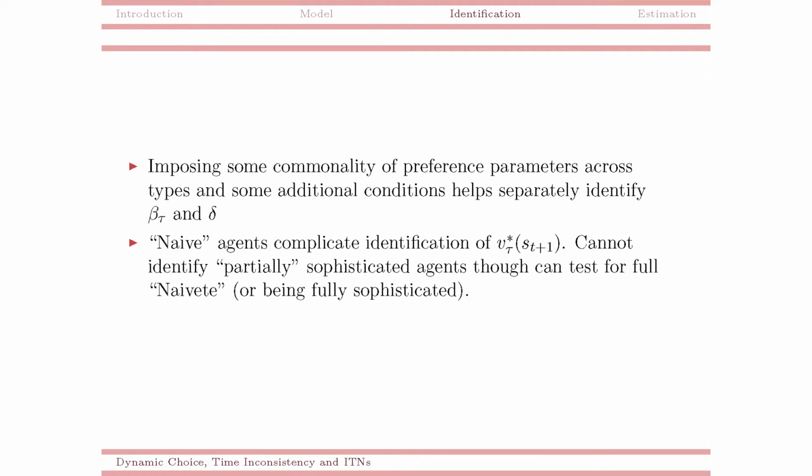The reason is that allowing for partial naivete involves adding an additional parameter into the model, and this additional parameter breaks how informative future choices are about earlier preferences, or how much earlier choices take into account future choices. So this is something we are trying to work on at this time, but we haven't quite gotten there as yet.